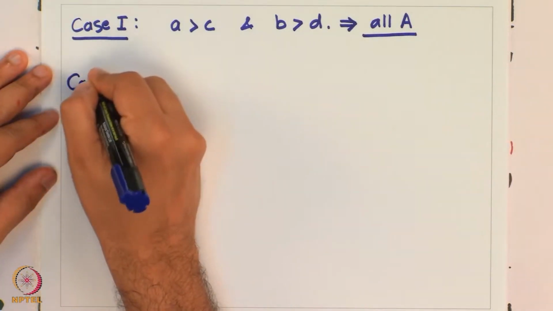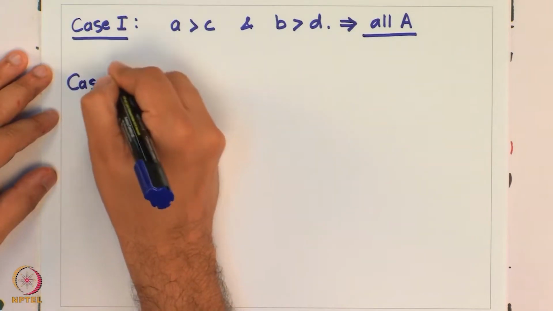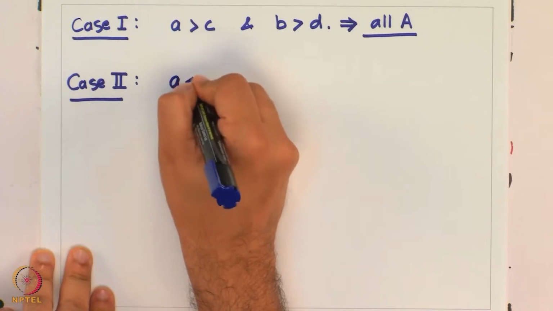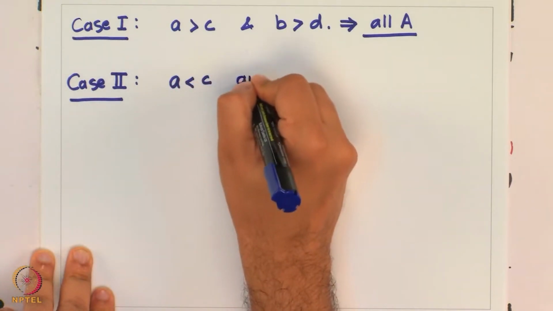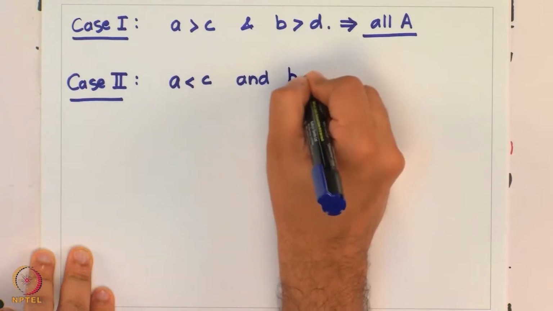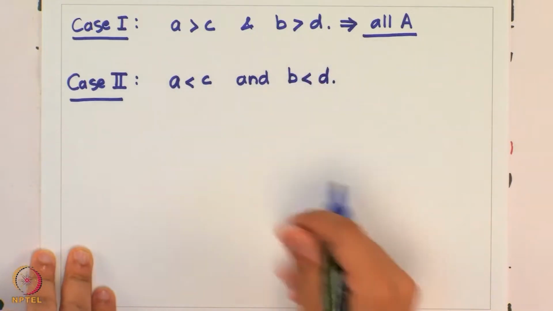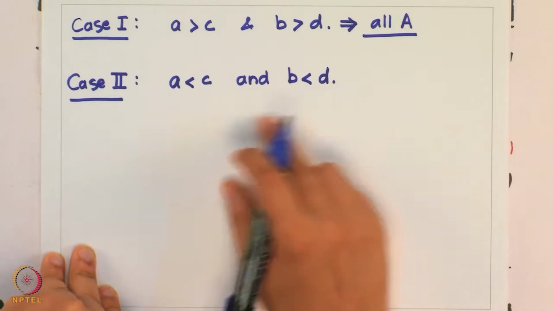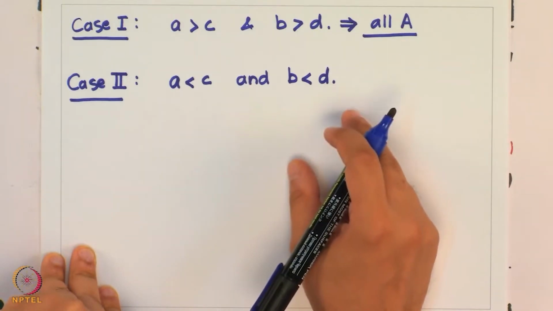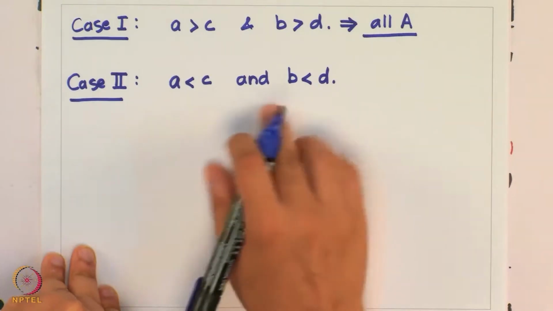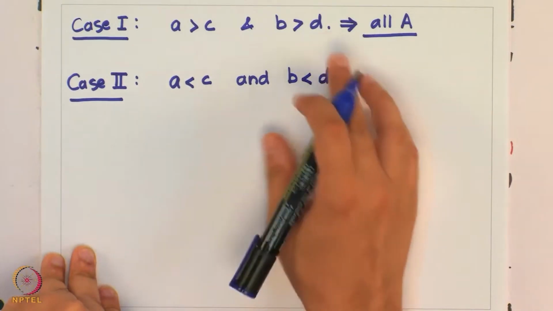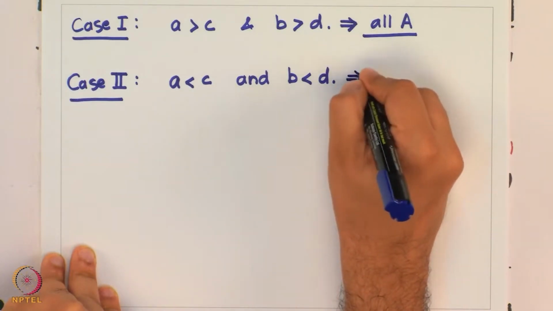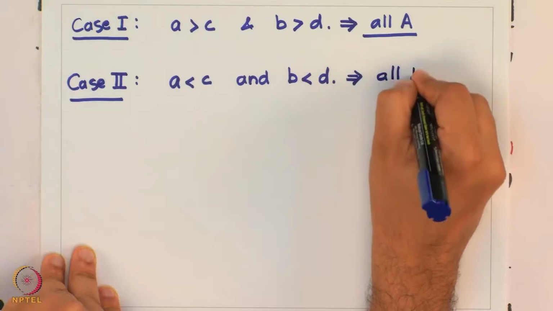Let us take a look at another one, which is case 2, and this is defined by A as less than C and B as less than D. And since the relationships that we are defining in case 2 are exactly the opposite of those in case 1, you would expect that this corresponds to the case all B.